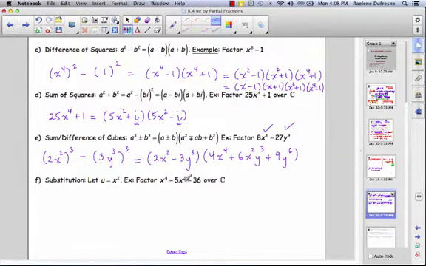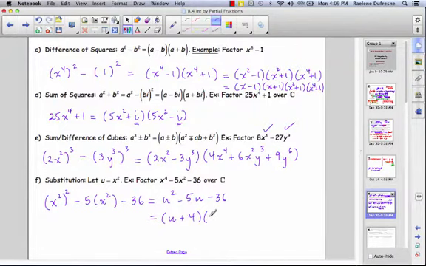Another technique for factoring is substitution. Here we notice that we have only even powers of x, x to the 4 and x to the 2. So we can say that x to the 4 is x squared, squared, minus 5x squared minus 36. And as always, when we have a repeated factor or a repeated expression or an inner function, that is a good candidate for substitution. So if we let u equal x squared, we get u squared minus 5u minus 36. And this will factor as (u plus 4) times (u minus 9).